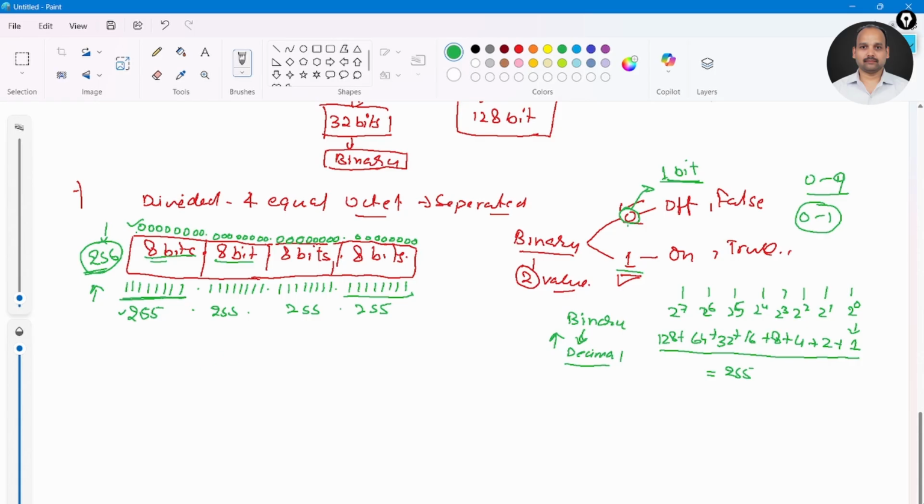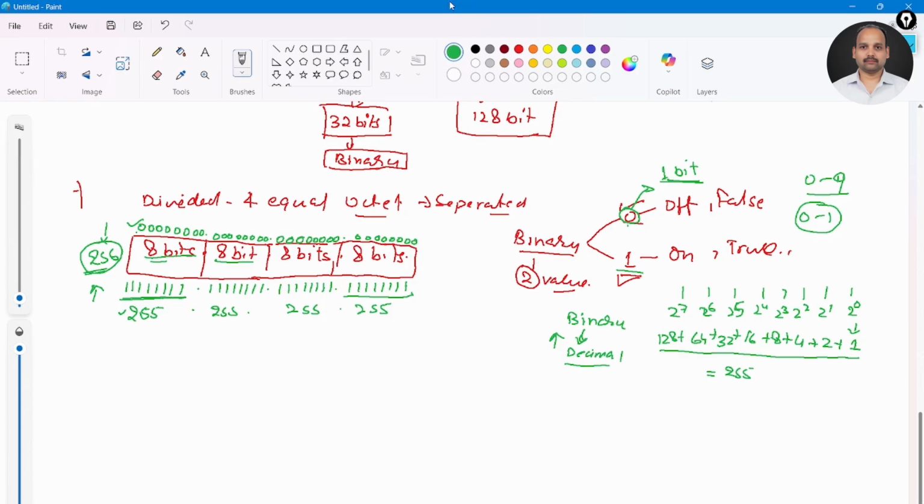IP is divided into classes: class A, class B, class C, class D and class E. I am going to tell you how you can easily understand these classes. You don't need to memorize every time; you only require 2 minutes and you can divide it.